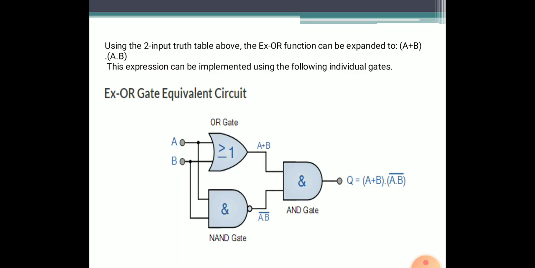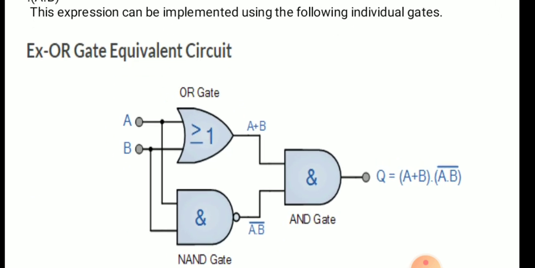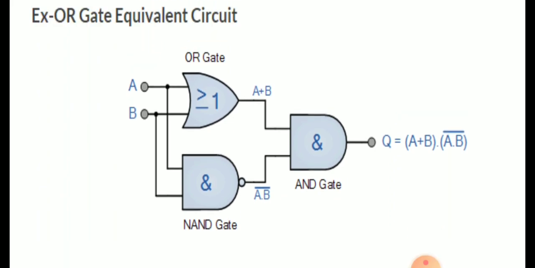Here is another XOR gate equivalent circuit, an XOR gate implemented using an OR gate, NAND gate and AND gate. This logic circuit is equivalent to an XOR gate. First we apply the 2 input values to an OR gate and a NAND gate, and the result of the OR gate, A plus B, and the result of the NAND gate, AB dash, are both taken as input values for the AND gate. The result obtained will be Q equal to A plus B dot AB dash. This is of course the exclusive OR gate.